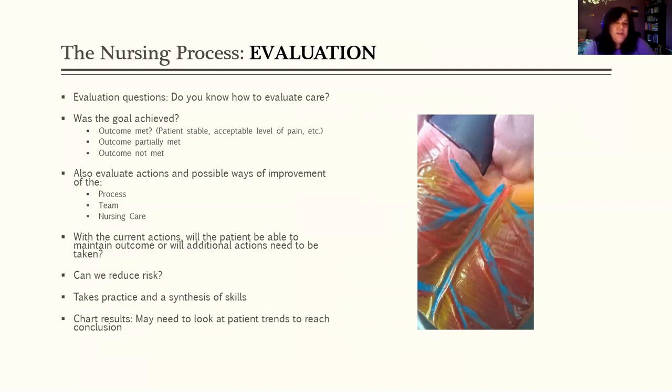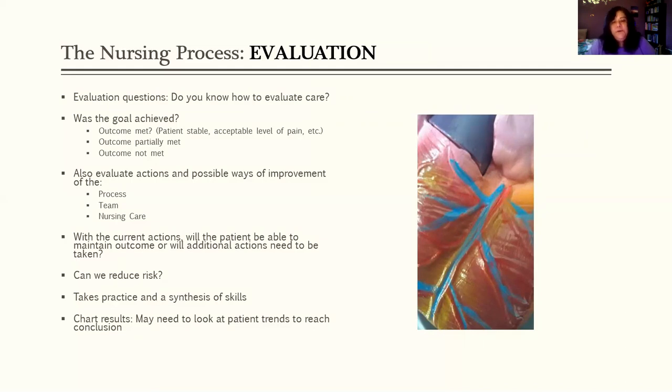How the team worked together? Maybe that was the team on the unit. So maybe it was just you and the unlicensed assistant personnel, your PCA. How'd that work? Nursing care, did we know what we needed to know? Or maybe does the unit need to learn more things? Or maybe I, as the nurse, need to review some things because maybe I haven't done them in a while.